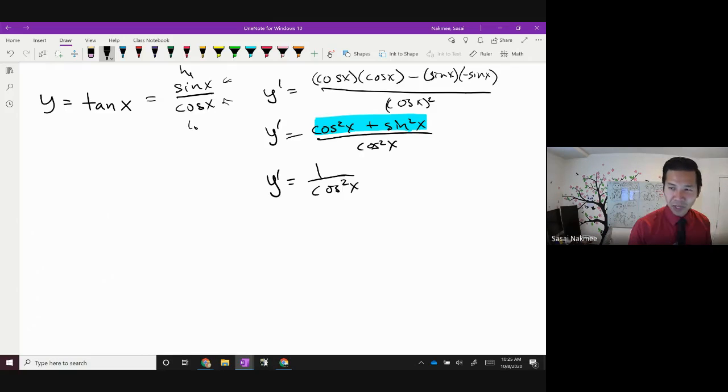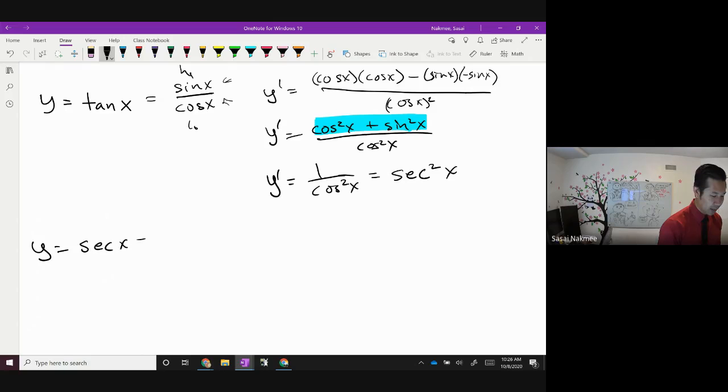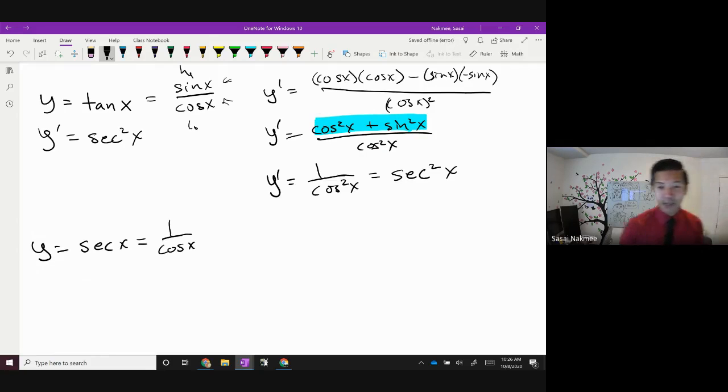But 1 over cosine is actually the same thing as secant. 1 over cosine is what we define secant to be. So this is actually the same thing as secant squared x. I'm going to write that on the bottom right here. If you're looking for secant x, that's just the same thing as 1 over cosine of x. So therefore, the derivative of tangent is secant squared x. And again, if you're making flashcards to help memorize these, that's all you could memorize.